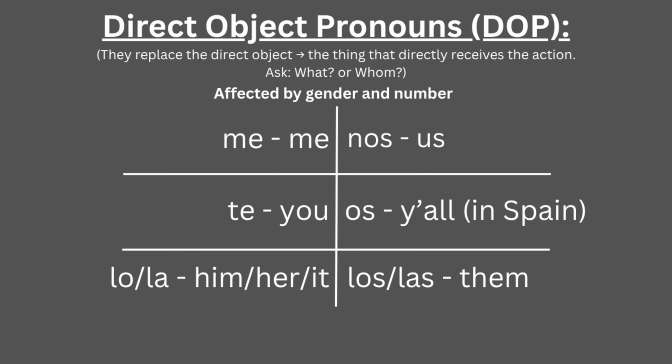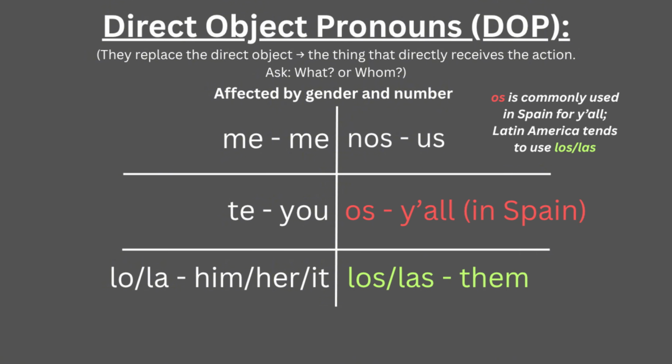Me, te, lo, la, nos, os, los, las. Os is the direct object pronoun for you, all, and it's commonly used in Spain. In Latin America, lo, la, los, and las are the more frequent pronouns.